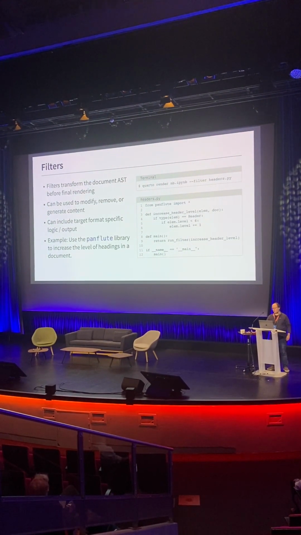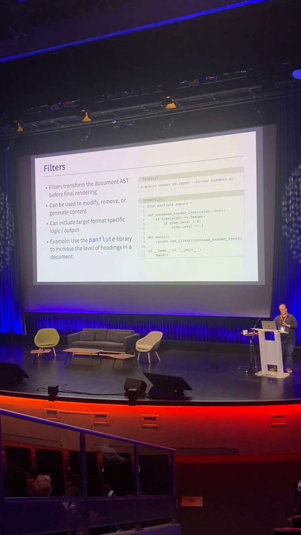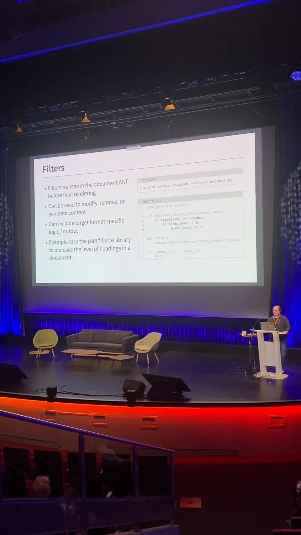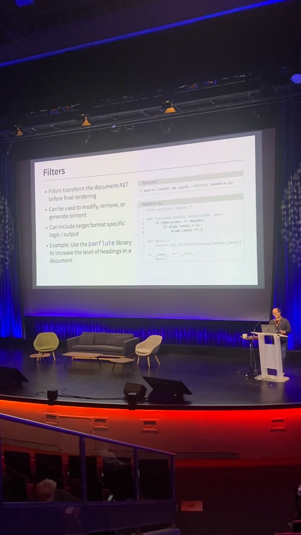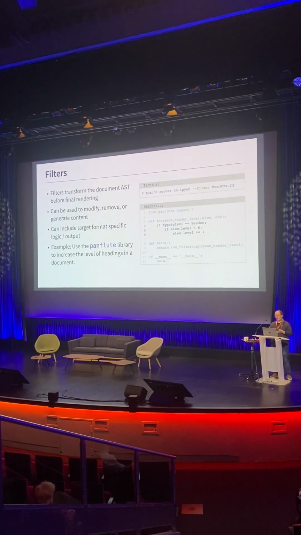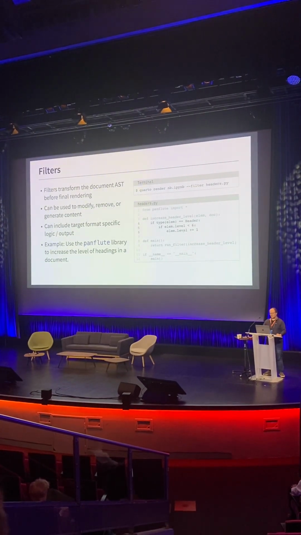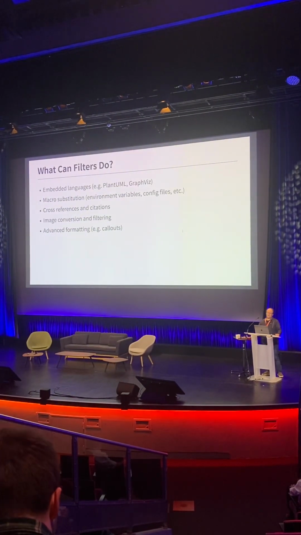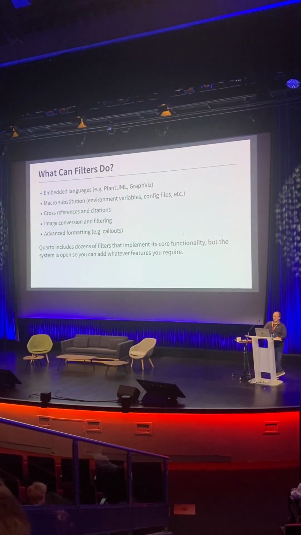This is the whole source code for the filter. Most of it's just scaffolding. This is a truly simple filter, which basically says if there's a header, then bump the header up by 1. So if there's an H3, make it an H2, if there's an H2, make it an H3, and so on. Really simple, but it turns out that filters can do a lot of things, and many of the features in Quarto are implemented as filters.